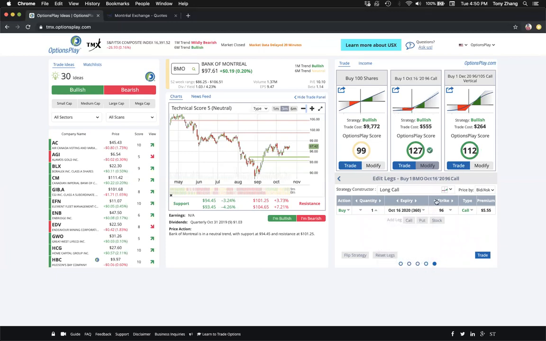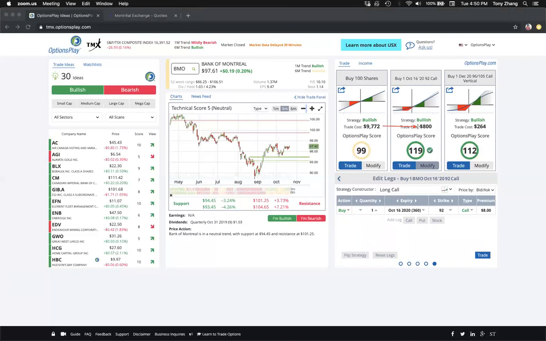And I'm going to buy an in-the-money call option. Let's say I buy a $92 call. First of all, as you can see, buying 100 shares of the stock would cost me $9,700. Buying that one-year in-the-money call option costs me $800.